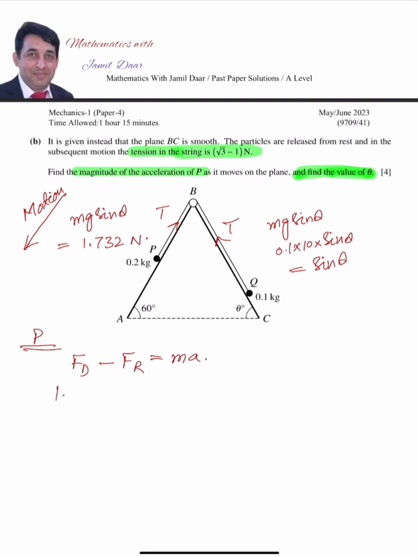So driving force is 1.732 and resistance is the tension, which is square root of 3 minus 1, is equal to 0.2 A. So this would be A is equal to, let me use the calculator. 0.4999, so A is equal to 0.5.